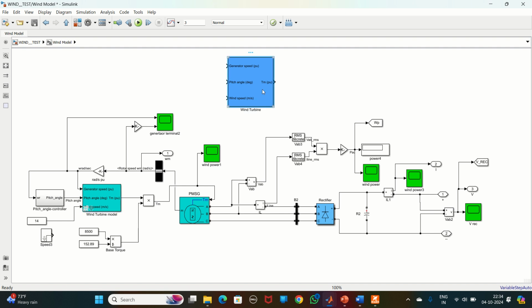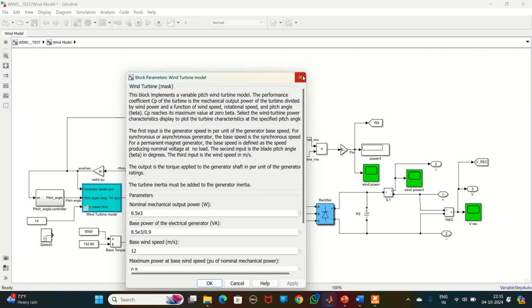Next, here I have used a fixed speed. If I give a variable speed, then I have to design my PA controller properly. So currently, instead of that, I am taking it as 14 meters per second, a fixed speed. Now you can check that the nominal mechanical output power I have given is 8.5 kilowatt.